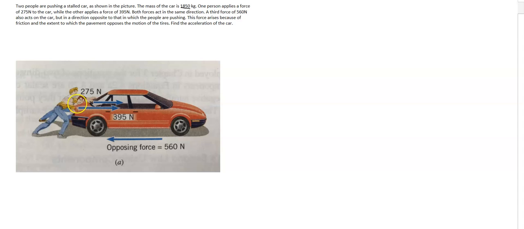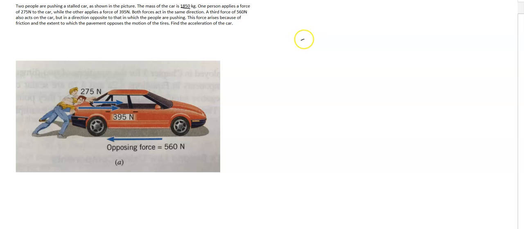A third force of 560 newtons also acts on the car, but in a direction opposite to that which the other people are pushing. The force arises because of the friction and the extent to which the pavement opposes the motion of the tires. Find the acceleration of the car, right? So this is a Newton's second law problem. We've got to figure out the acceleration of the car.